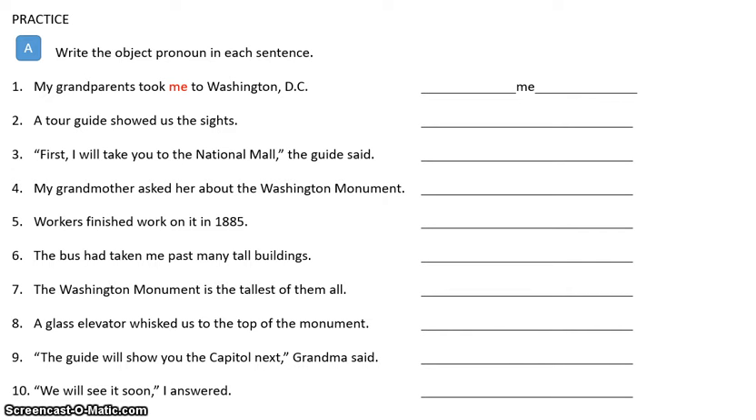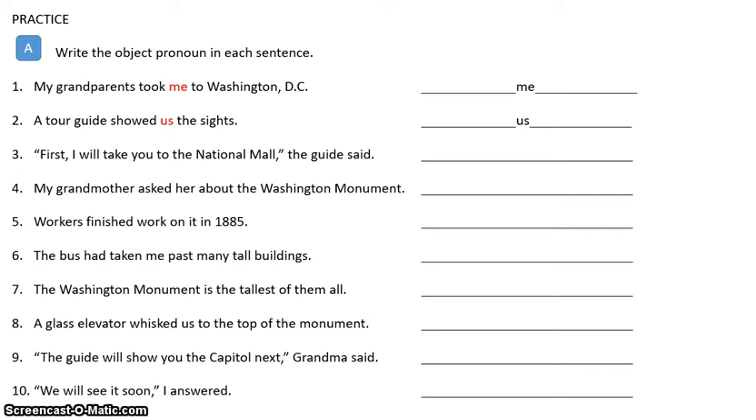It says number 2, a tour guide showed us the sights. The tour guide is the subject, so we know it can't be a subject pronoun. All right. They showed us the sights. So us is a plural object pronoun. So go ahead and do 3 through 10 by yourself, and then come back when you're done and we'll check the answers. All right, now that you're back, let's look at number 3.